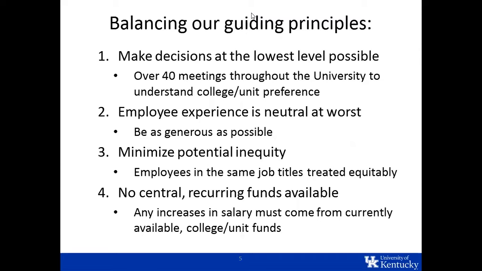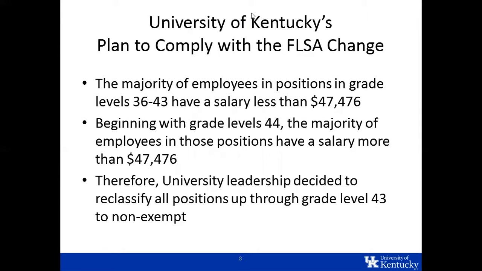One thing that the federal Fair Labor Standards Act also stated that I did not talk about is that the minimum threshold, which is now $47,476, is going to be reviewed and most likely increased every 3 years. That was something that we needed to consider not only for the short term, but also for the long term when we were thinking about how the university was going to comply with this new ruling. The next thing that we did was we wanted to see what was happening just naturally.